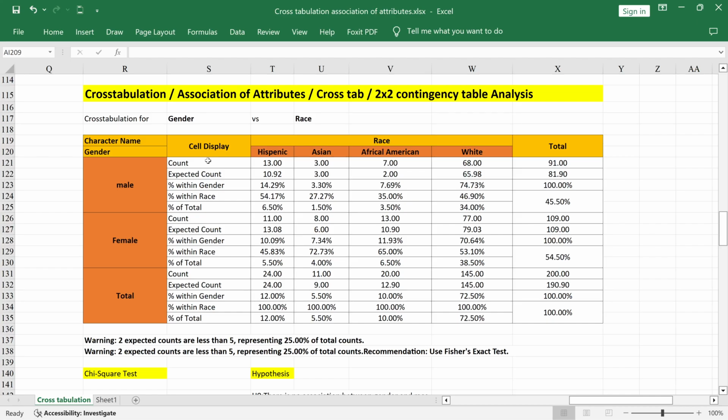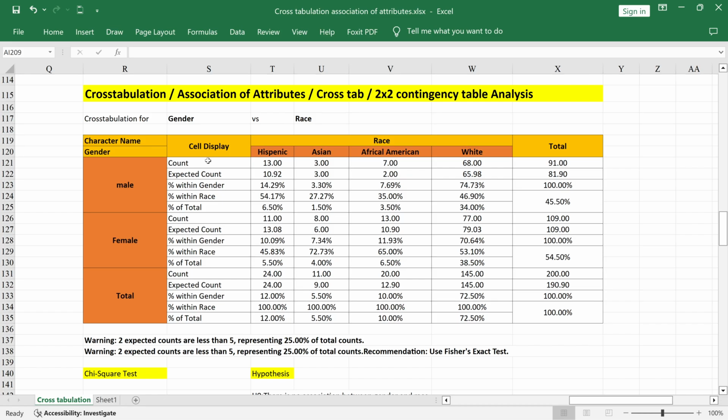Hi friends, in this session we are going to do cross tabulation or association of attributes, or cross tab, or contingency table analysis in Excel. This is the subsequent part of our previous session or class.